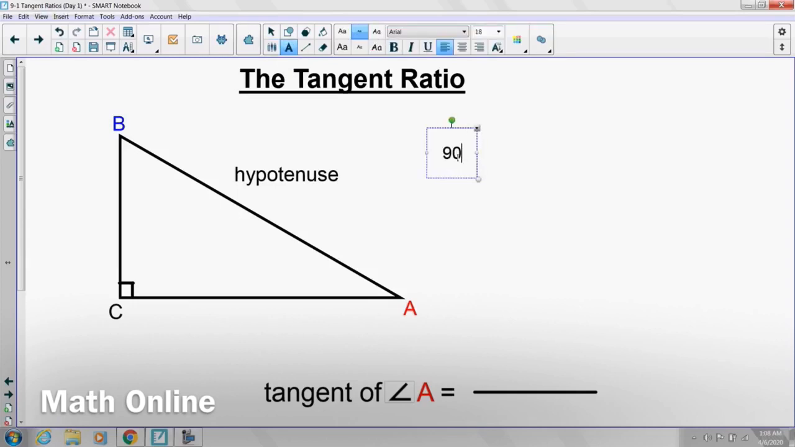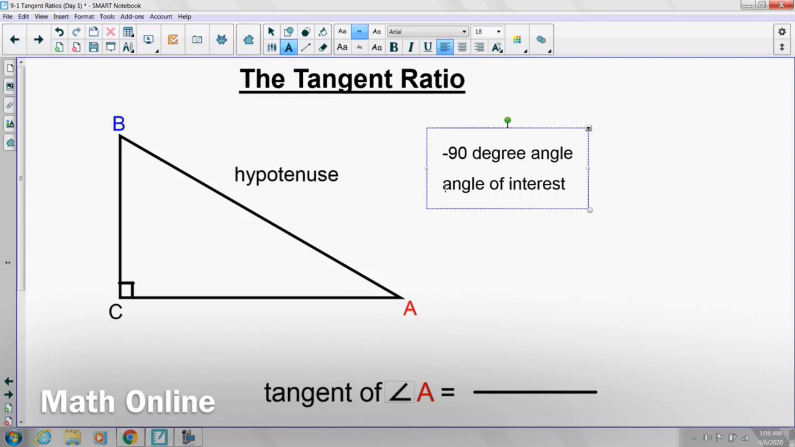The 90-degree angle and the angle of interest. Okay, those are the only two angles that we need to worry about. Okay, nothing else. But of course, I will show you how to label all the sides of the triangle. Every side has a specific name.